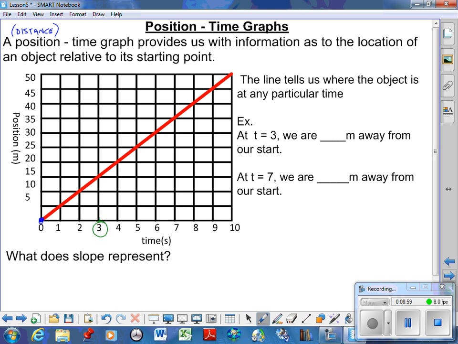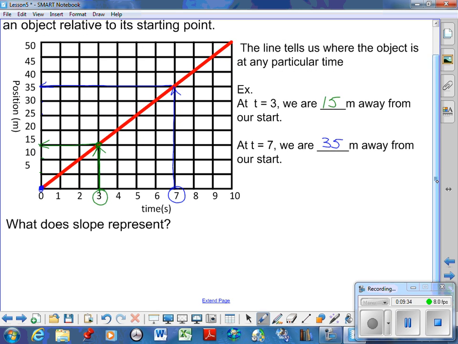So here's 3 seconds. I go up to that point on the line. I then find its corresponding time, and you'll notice my grid's off a little bit, so that's actually 5, 10, that's actually 15 would be the answer. So we're 15 meters away from our starting point. At 7 seconds, so you find 7, you scroll up, scroll across, 20, 25, 30, 35, that actually fixed itself, so we're 35 meters away. So we are just reviewing how to measure a graph.